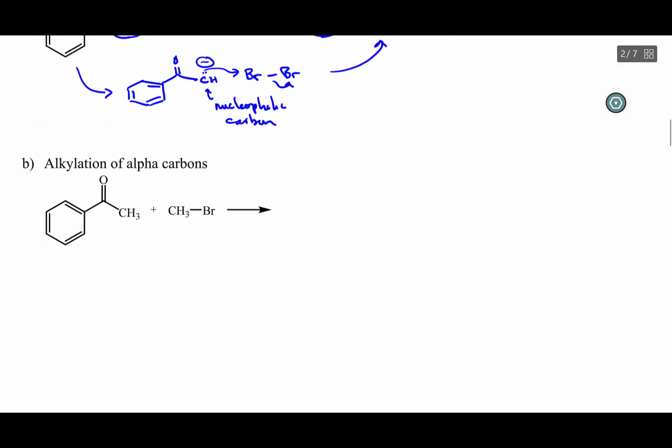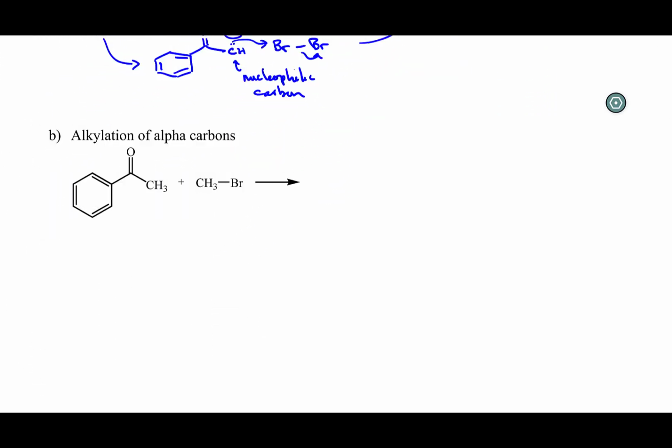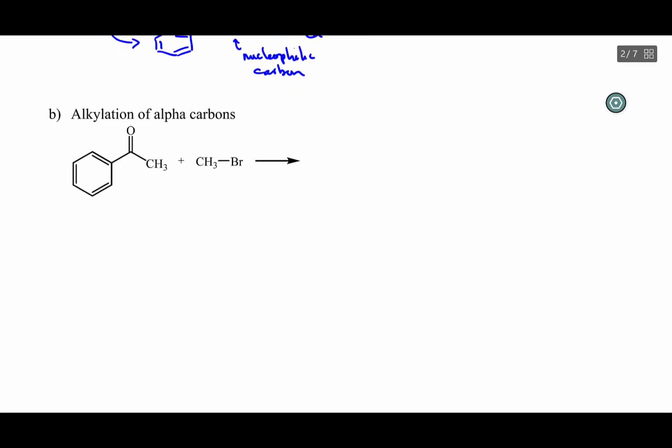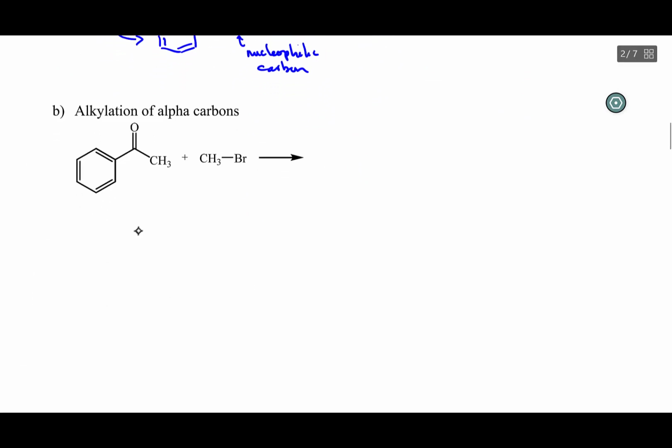So let's look at this alkylation reaction. This is another kind of reaction you can do. Again, typically it can be done under basic conditions. We can form the enolate, which will look like this.